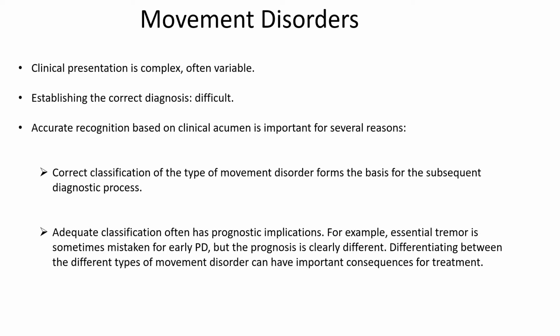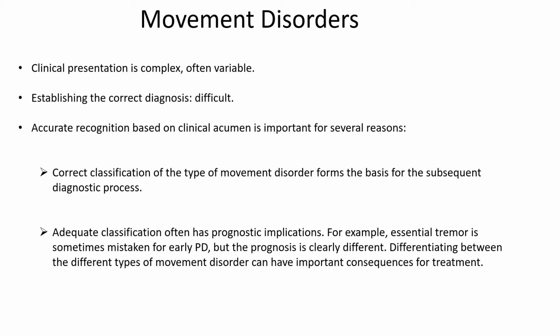So, movement disorders. The clinical presentation of movement disorders is complex and often variable, and establishing the correct diagnosis is often difficult. And this is very difficult even in the hands of experienced movement disorder specialists. Accurate recognition based on clinical acumen is important for several reasons. The correct classification of the type of movement disorder actually forms the basis for the subsequent diagnostic process, and therefore the investigation workup can be greatly simplified once the type of movement disorder has been defined properly.